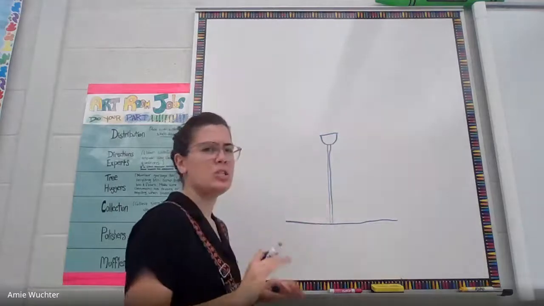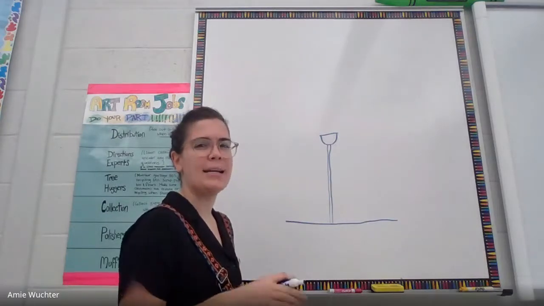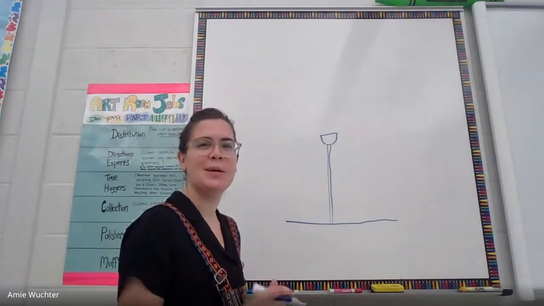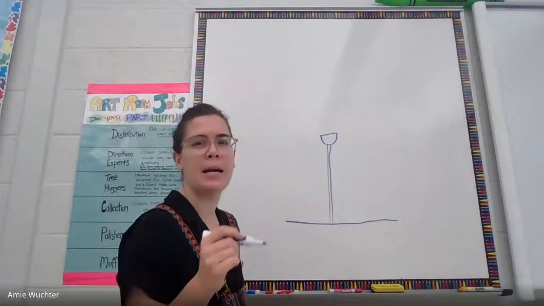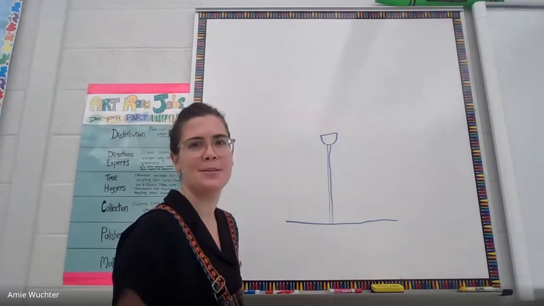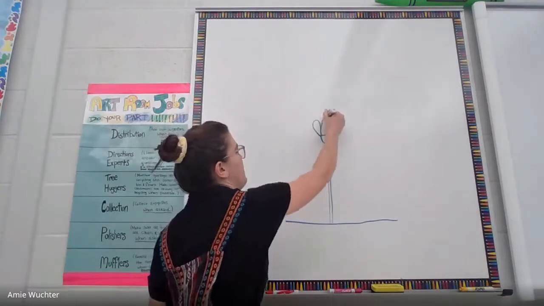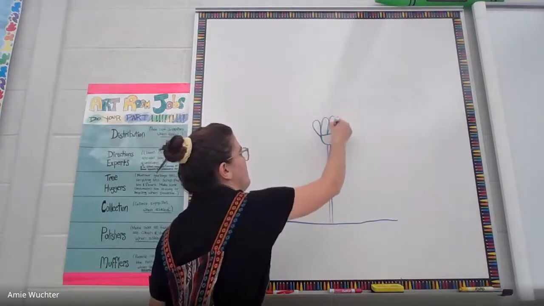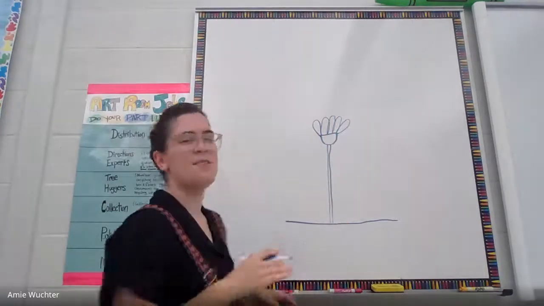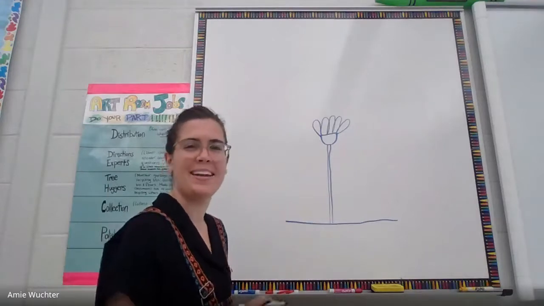It's not looking so much like a flower yet, but watch as we add our petals. For the petals, we're going to do almost like a bumpy line. We're going to add a whole bunch of bumps, and those are going to be our petals, like this. Bump, bump, bump, bump, bump. If you want to add a couple more petals, you can go ahead and add those in.